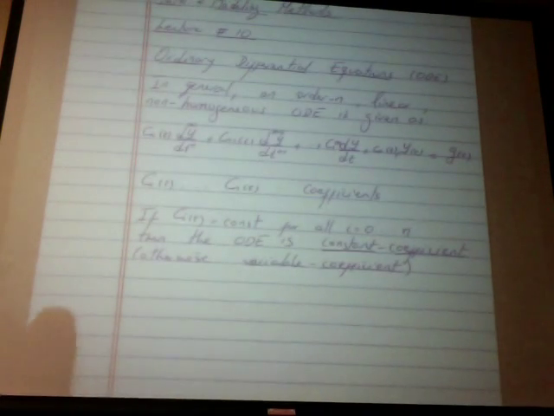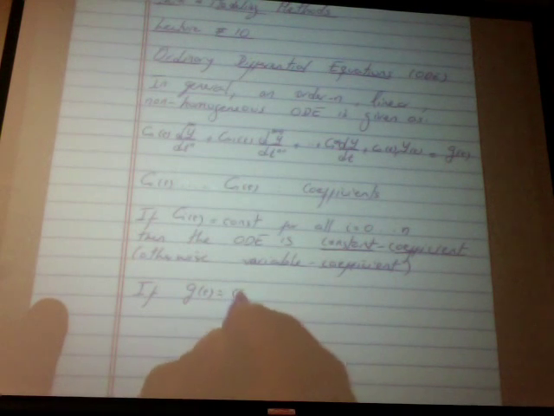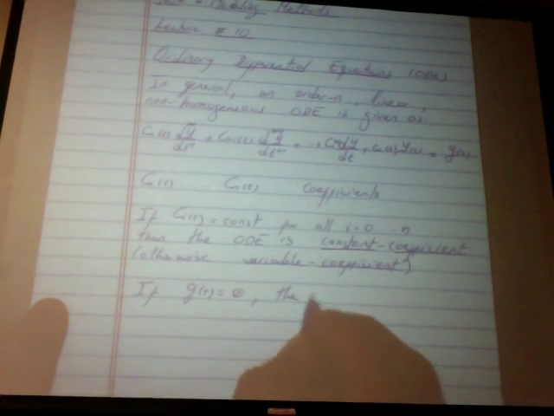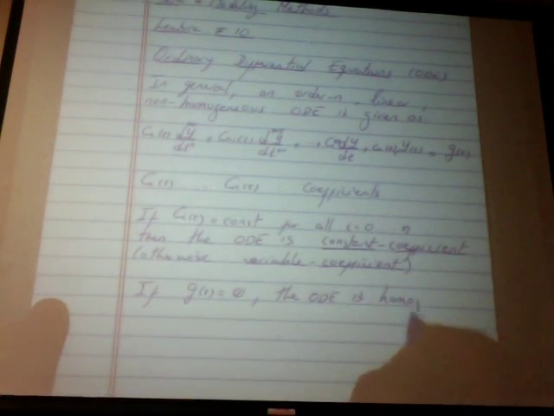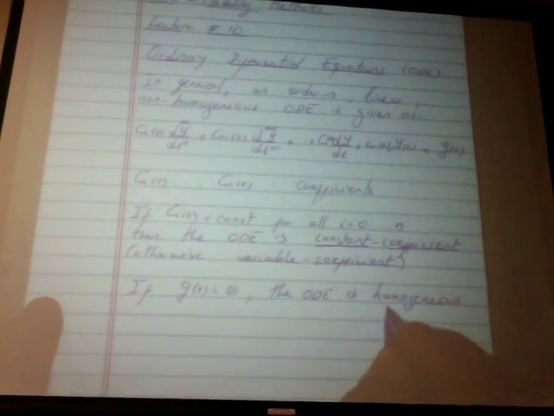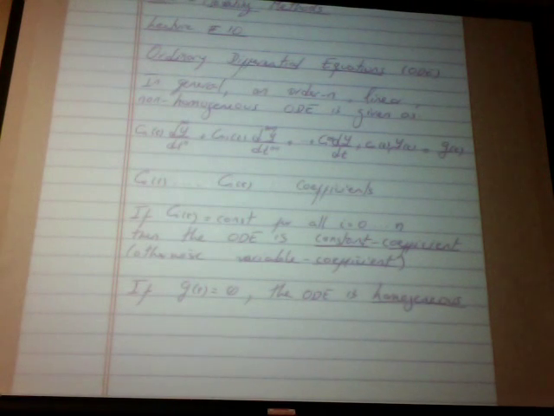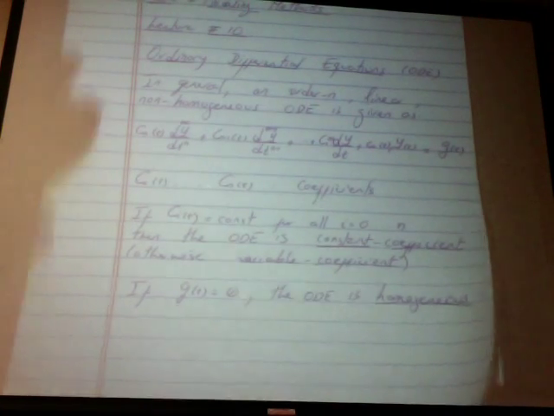Now if g of t is equal to 0, the ODE is said to be homogeneous. Homogeneous ODE. And again, there are some very particular implications to the fact that an ODE is homogeneous.